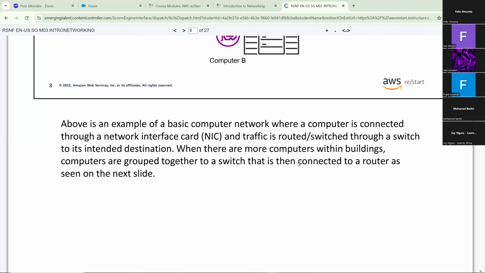When there are more computers within buildings, computers are grouped together to a switch that is then connected to a router, as seen on the next slide. On the next slide now we are going to see a different thing called a router.